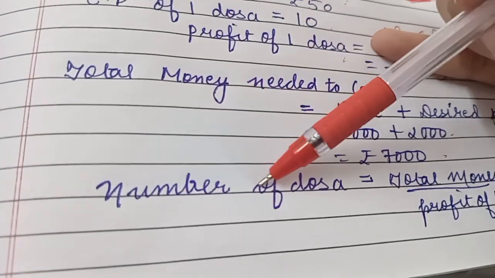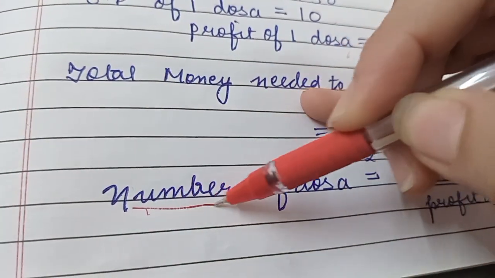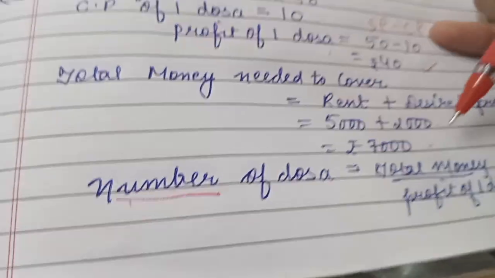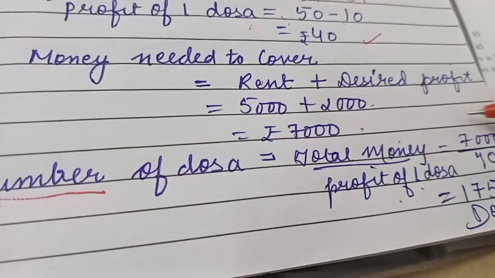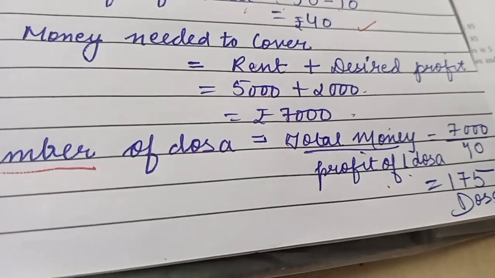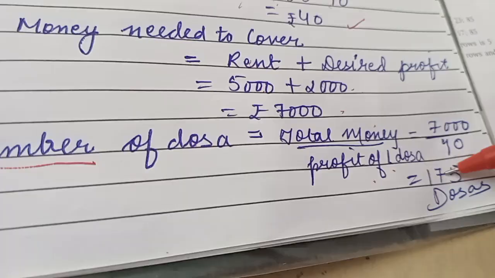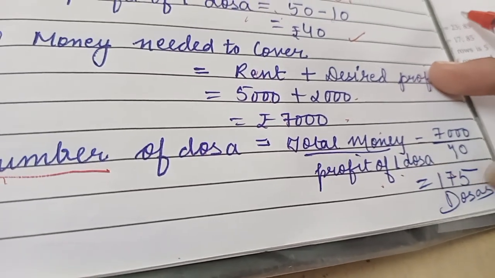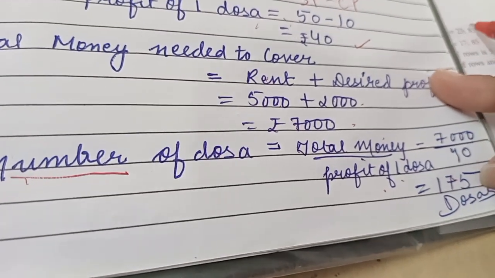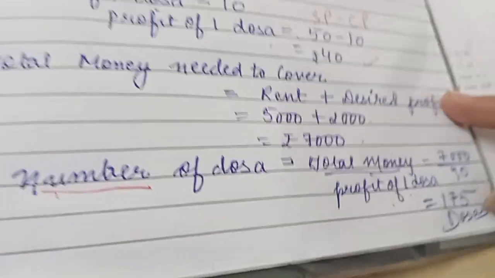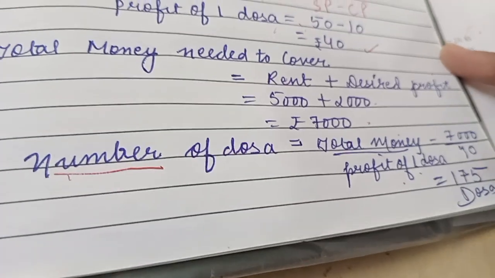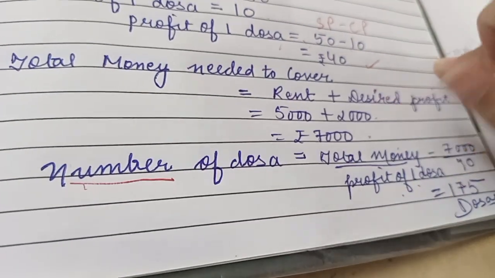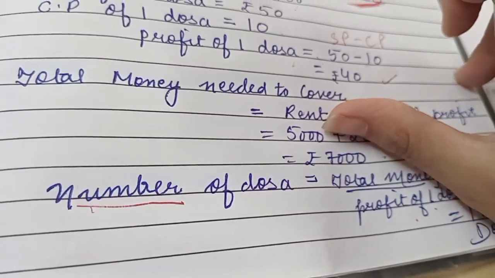Now for the number of dosas, always for a number you have to divide. So total money divided by profit of one dosa, that is 7,000 divided by 40 equals 175 dosas. 175 dosas you have to sell every day. Okay? In one day you have to sell how many dosas? 175 dosas, if you want to earn this and you want to pay the rent also. Correct? So I hope you understand this.